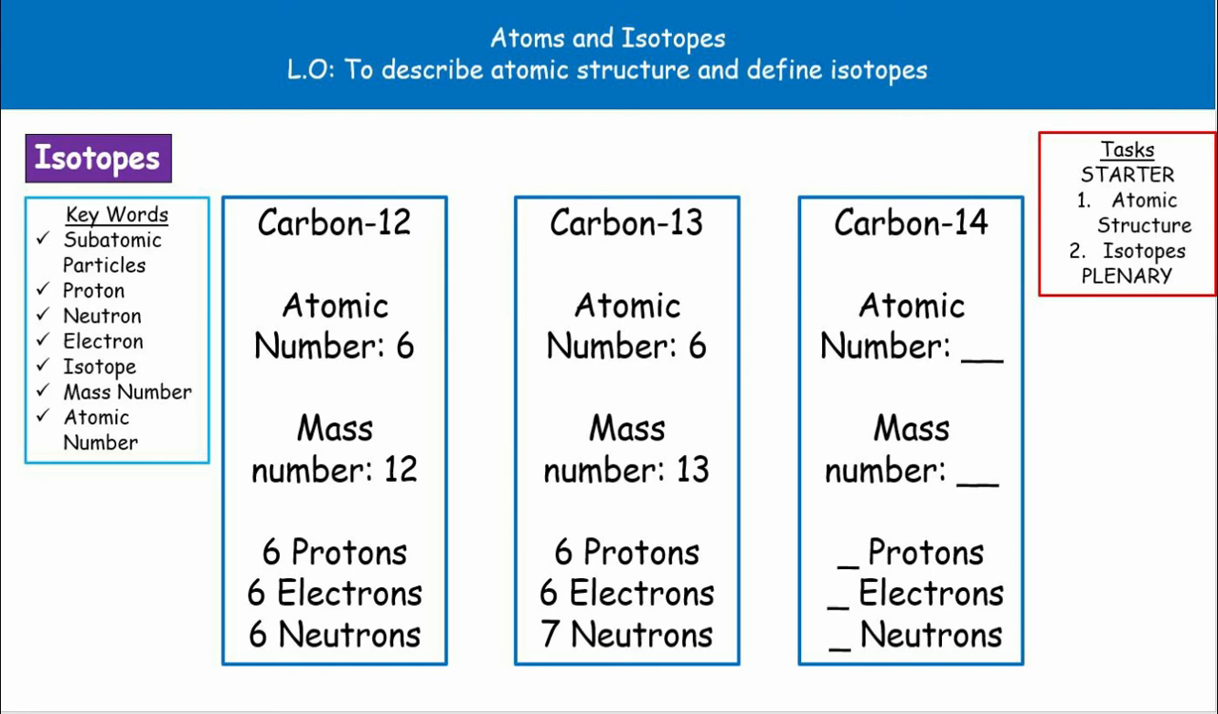Let's just quickly double check we've got these right. So tick them if they're right as usual. Atomic number for carbon-14 should be 6. The mass number is 14. The number of protons 6. Number of electrons 6. And the number of neutrons should be 8.